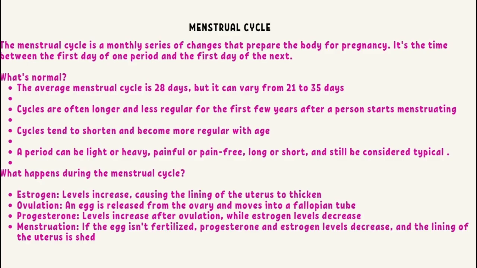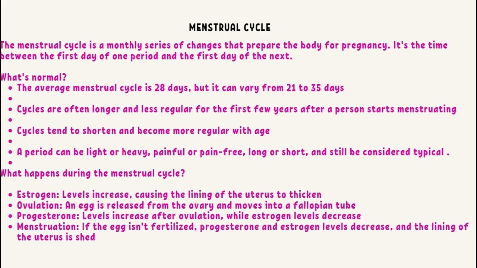Then the menstrual cycle. The menstrual cycle happens every month and prepares the body for pregnancy. If there's no implantation, there will be no pregnancy. So no implantation equals having a menstrual period. Technically they say it should be every 28 days, but it can vary from 21 to 35 days.